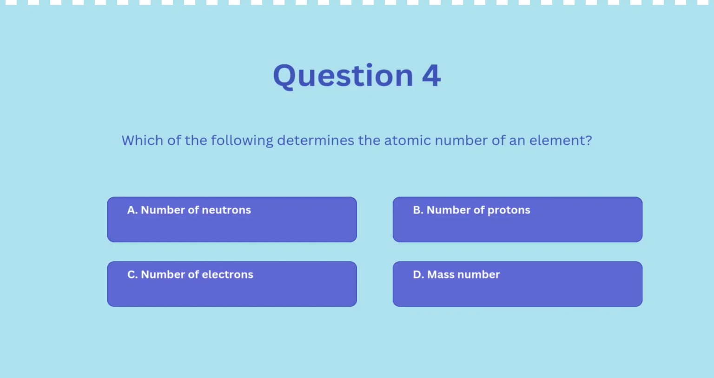Question number 4 is, which of the following determines the atomic number of an element? A, number of neutrons; B, number of protons; C, number of electrons; or D, mass number?